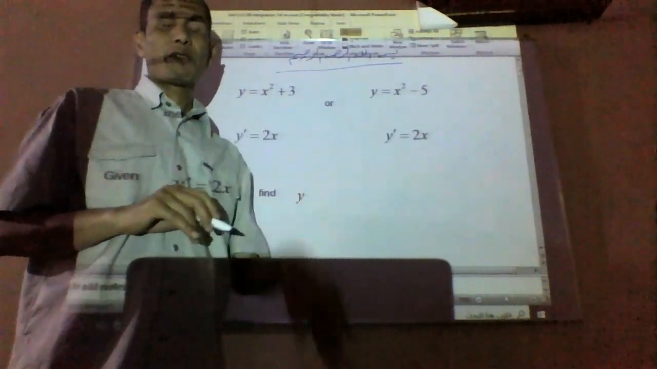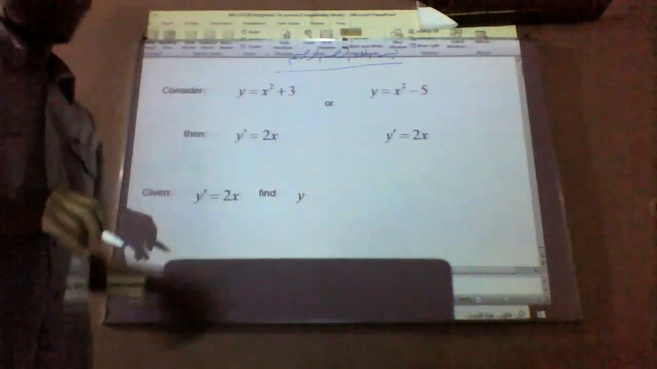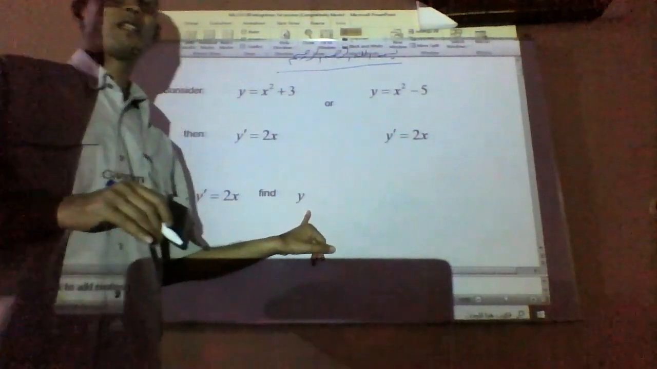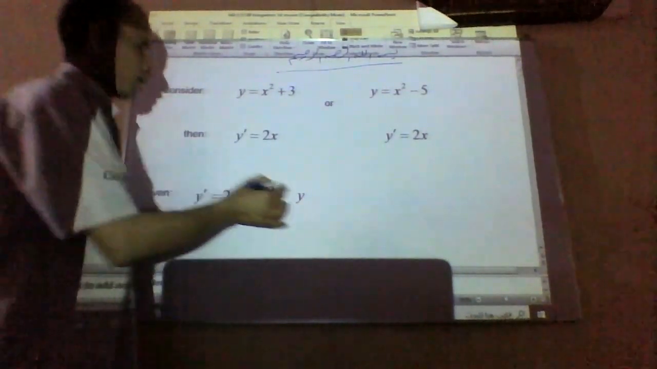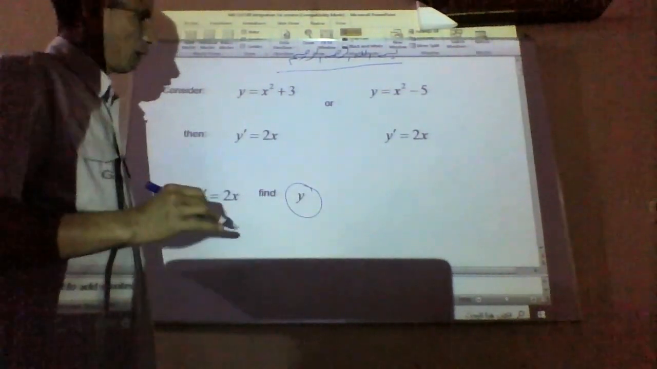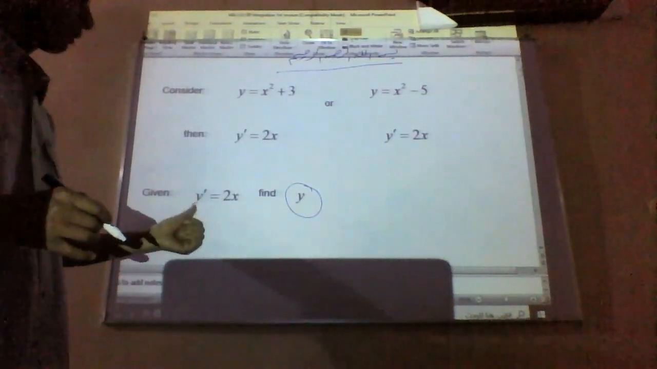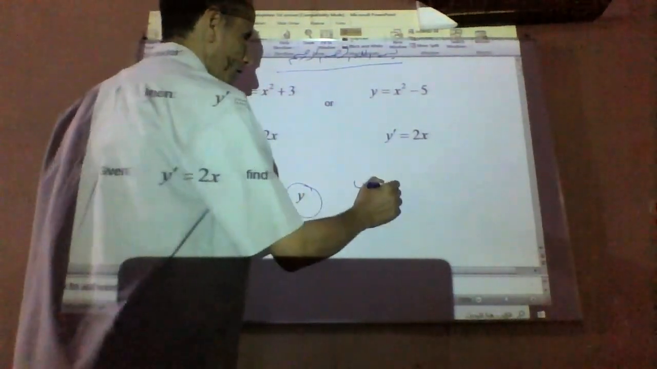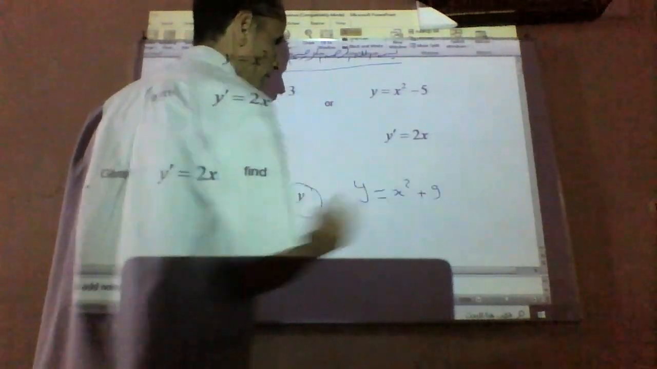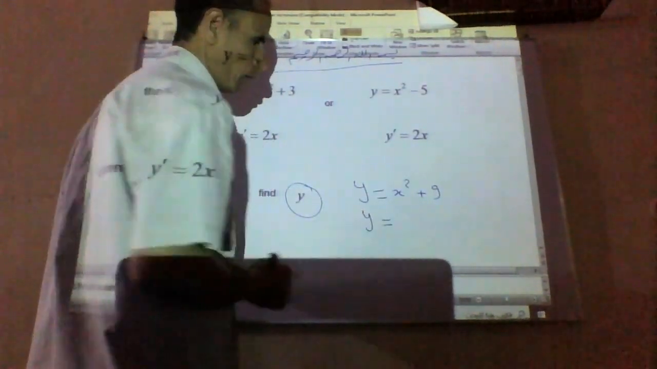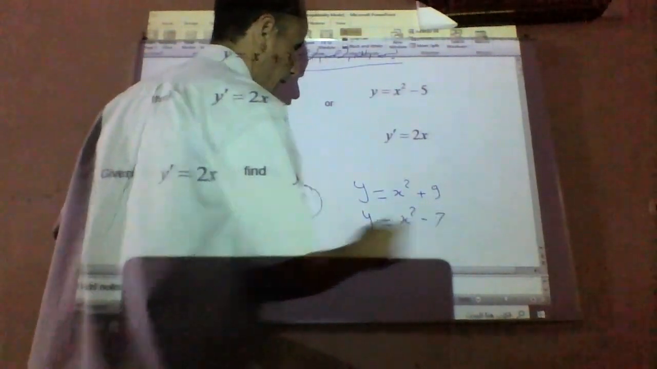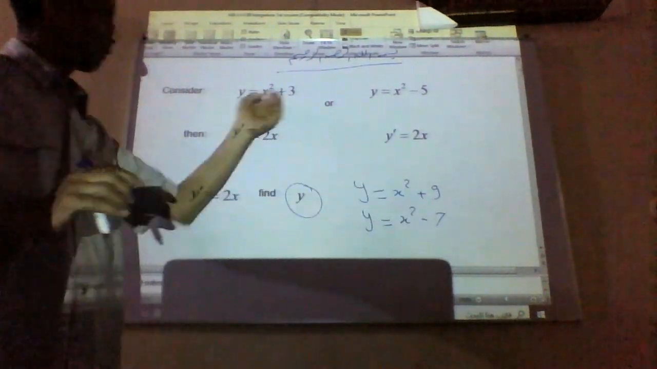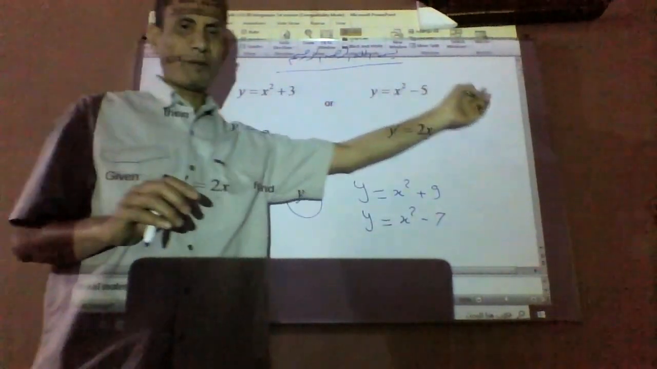If you want to inverse this operation, the question will be: if you have y dash equal to x, what is the initial function y? What is the function y which, if we differentiate it, we will get x? Someone can say y equal x power 2 plus 9. Another one can say y equal x power 2 minus 7. Another one can say x power 2 plus 3 or x power 2 minus 5.